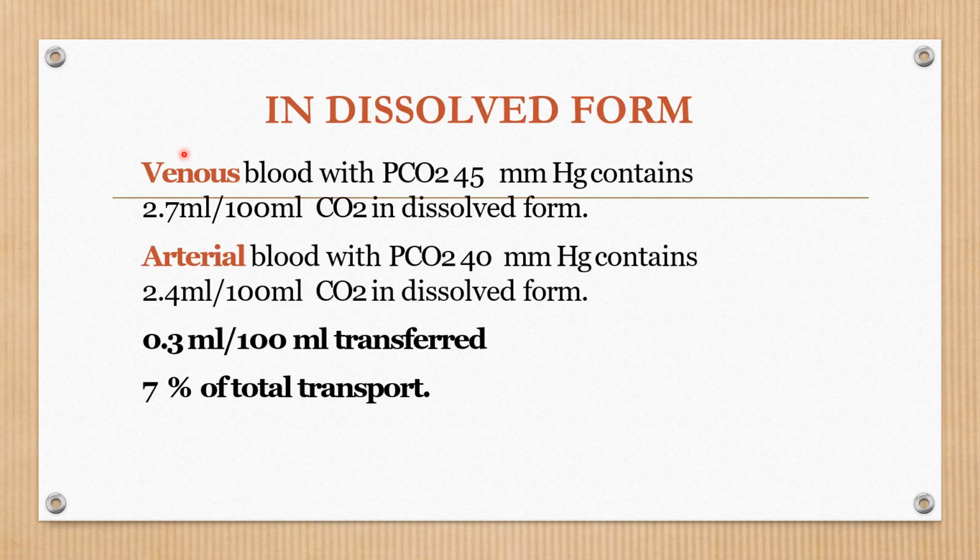In dissolved form, the venous blood with PCO2 of 45 mmHg contains 2.7 ml per 100 ml of CO2 in dissolved form. The arterial blood with PCO2 of 40 mmHg contains 2.4 ml per 100 ml of CO2 in dissolved form. So the difference is 0.3 ml of CO2 transported in dissolved state per 100 ml of blood from tissues to the lungs. This represents 7% of the total transport of carbon dioxide.